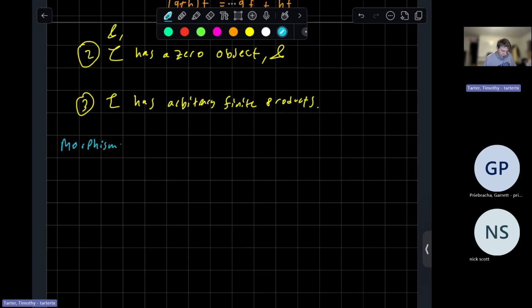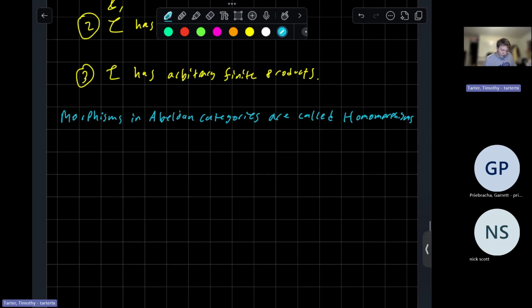In addition, morphisms in abelian categories are called homomorphisms. So like groups are an abelian category. And here's the key notation. Mor(A,B) is now denoted Hom(A,B).